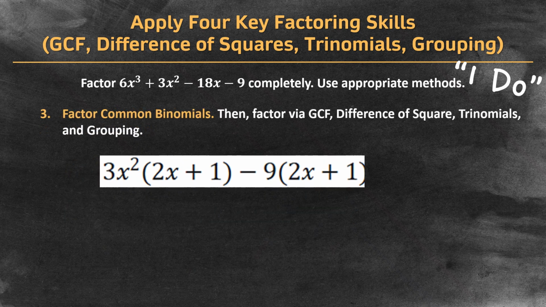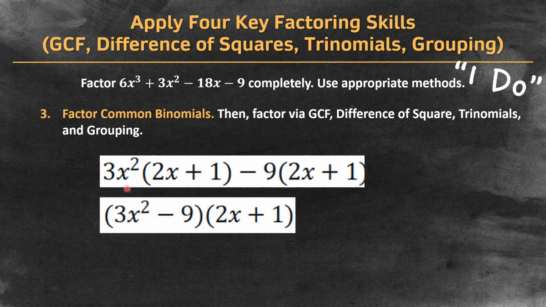Okay, now let's factor the common binomials. As you can see, we have 2x plus 1 and 2x plus 1. So we can now further factor 2x plus 1. What happens? We're going to group 3x squared minus 9, the first one, and then 2x plus 1 in the second one. So that's our factoring common binomials, step number 3.